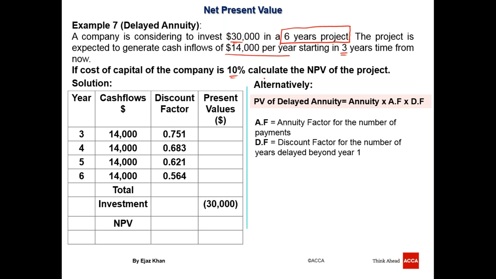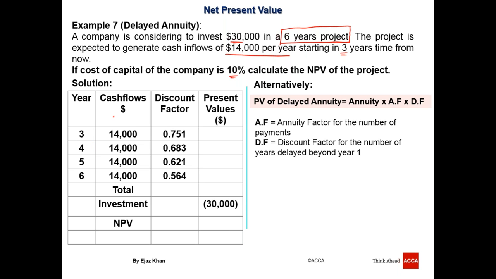The cost of capital is 10%. So we have a tabular approach. Let's first solve it using the tabular approach, and then we'll move towards the formula approach, and we'll reconcile whether the answers match or not.